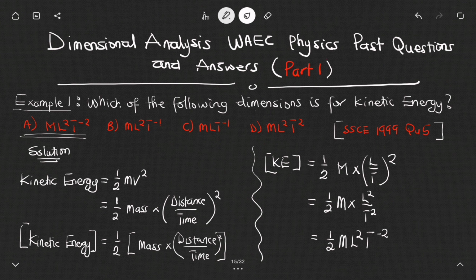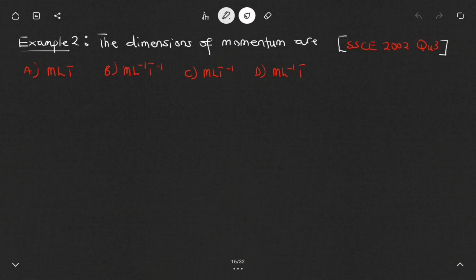So let's have a look at another example. Example number 2, we have to find the dimension of momentum. The question is saying the dimensions of momentum are, this is WASSCE 2002 question number 3. So let's look at the dimension for momentum. So solution.